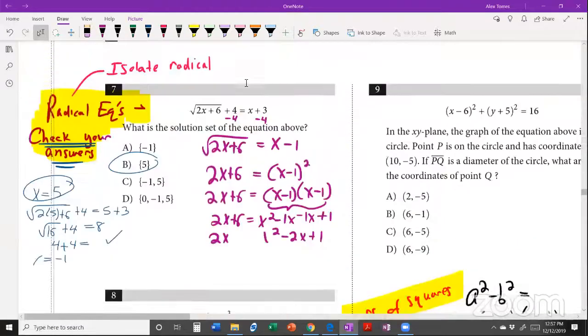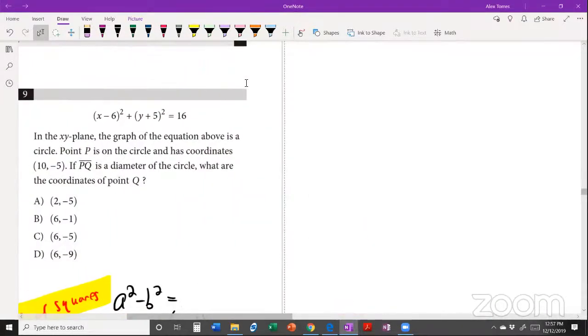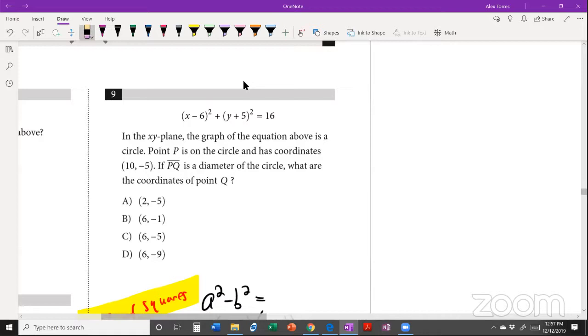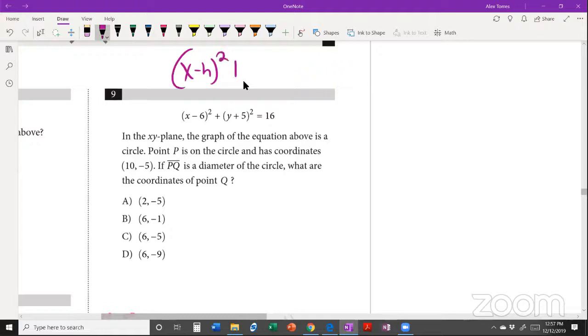Now we're going to number 9. Number 9 is asking us about circles. And it's very imperative for you to know the equation of a circle. x minus h squared plus y minus k squared equals r squared. And the center of the circle is h comma k, and the radius is r.